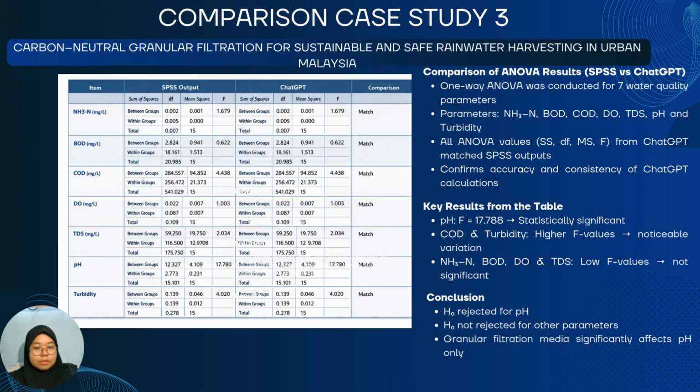For the other parameters such as NH3, BOD, DO, and TDS, the F values are relatively low, indicating no significant difference between treatment groups. In conclusion, both SPSS and ChatGPT provide the same statistical interpretation, and pH is the only parameter significantly influenced by the filtration treatment.